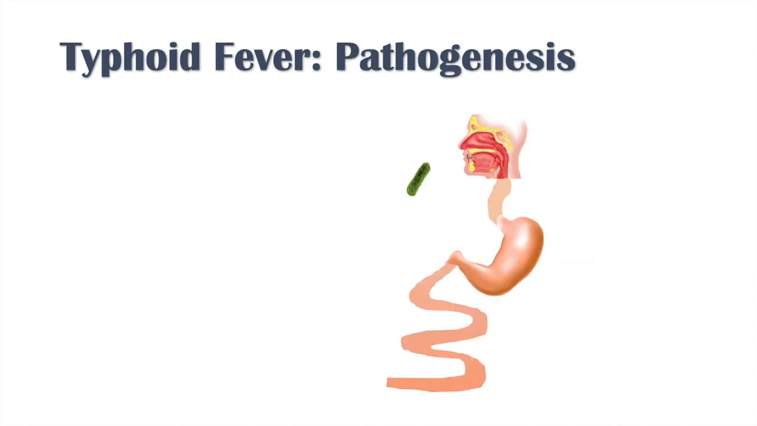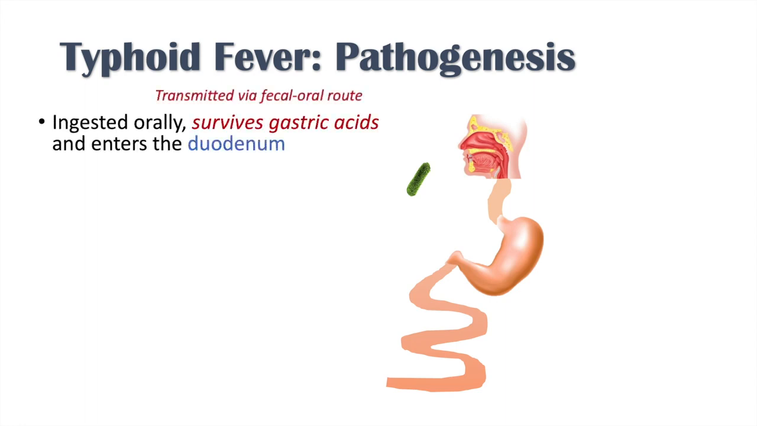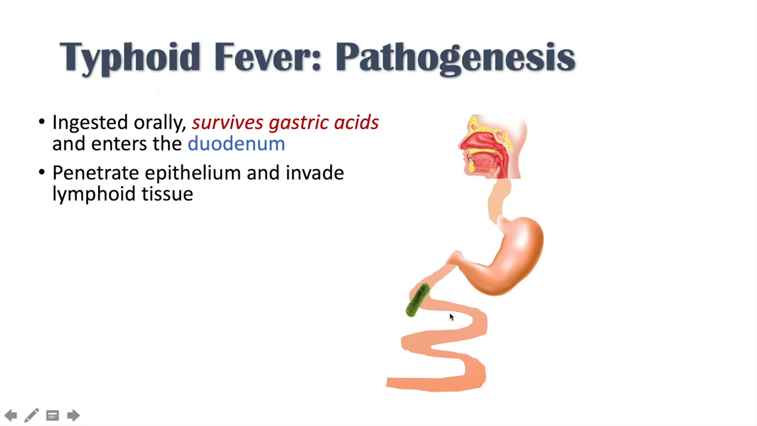transmit this. So how does Salmonella typhi and Salmonella paratyphi infect us and make us sick to cause typhoid fever? Well, these bacteria are ingested orally, and they actually survive the gastric acids and then enter into the duodenum, which is the first part of the small intestine. When they enter the duodenum, they actually can penetrate through intestinal epithelium and invade into lymphoid tissue.